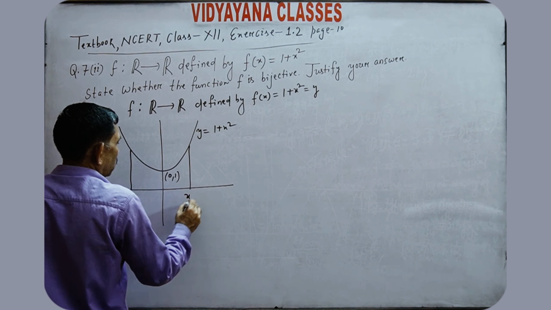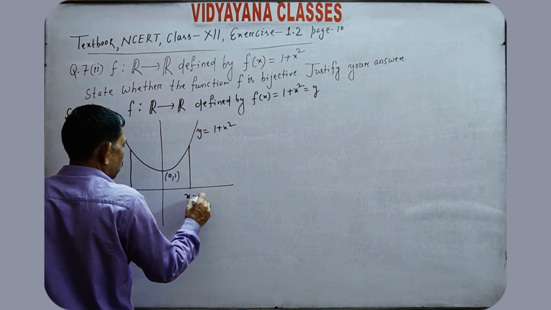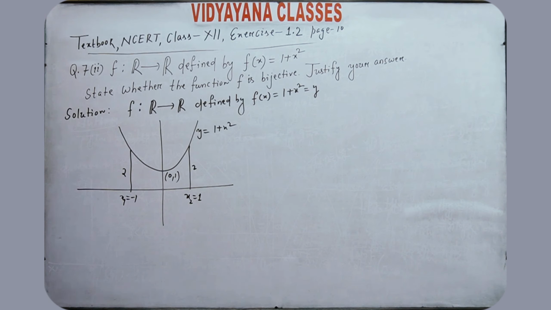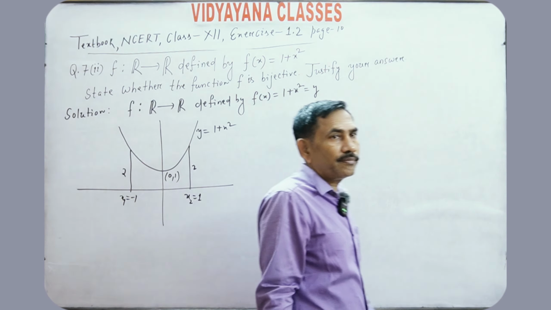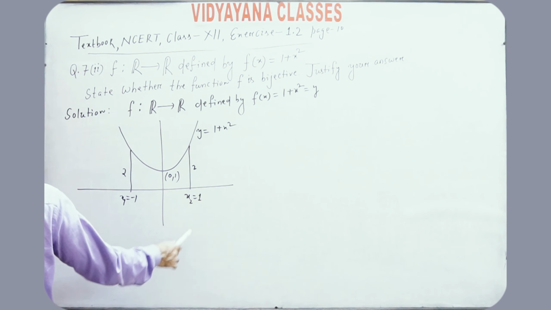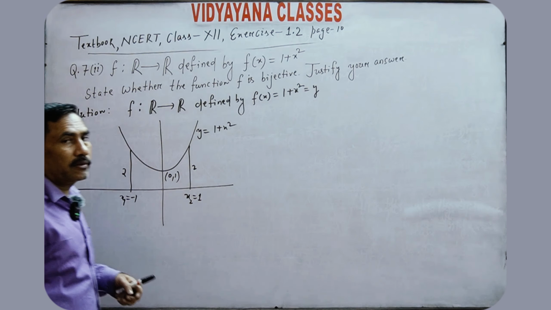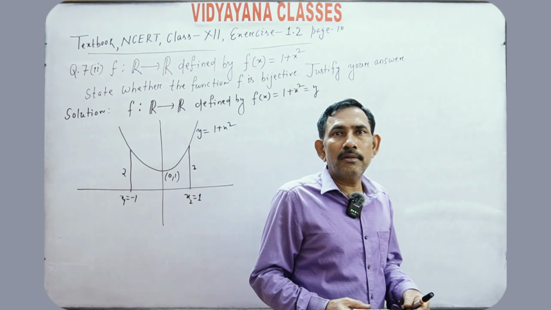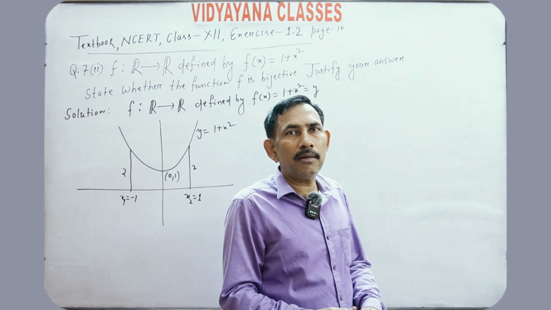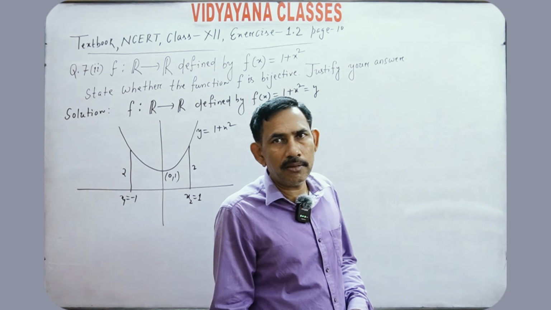At x1 is equal to minus 1, x2 is equal to 1, the value is 2, it is also 2. The figure shows the function is not one-one. At minus 1 and plus 1, the value is 2. We have to test whether the function f defined by this is bijective or not. That means f satisfies the definition of injective and surjective or not.